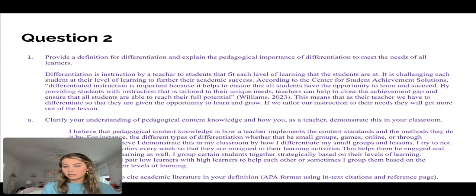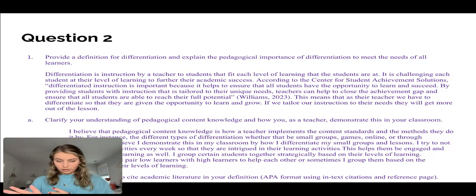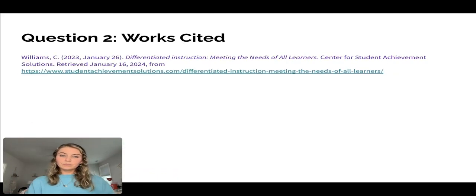I group certain students together strategically based on their levels of learning. Sometimes I will pair low learners with the high learners in my class, so they can help each other out, or sometimes I group them based off of similarities in their levels of learning, like in my small groups, so I can work with each set of learners more closely. And this is my works cited page for this question.